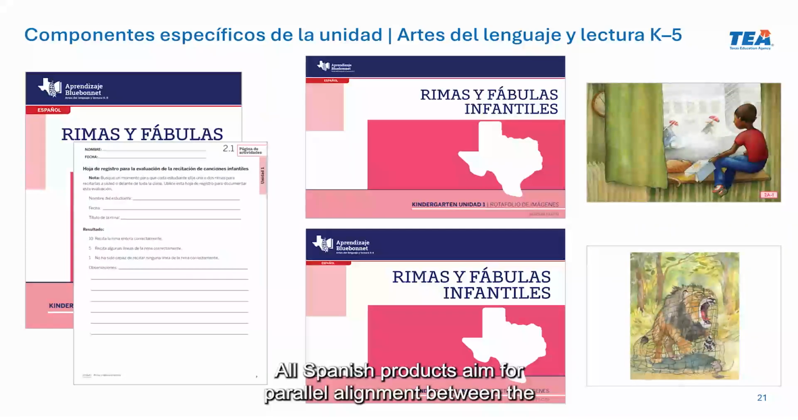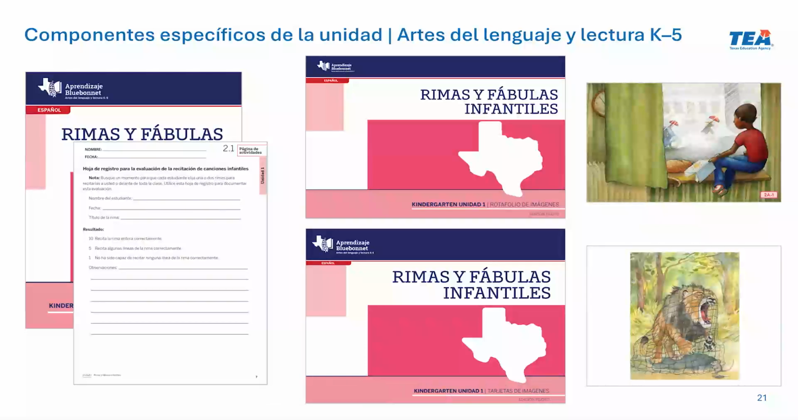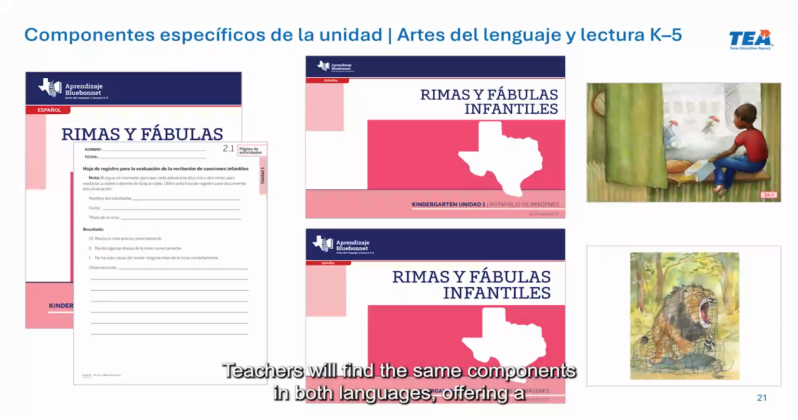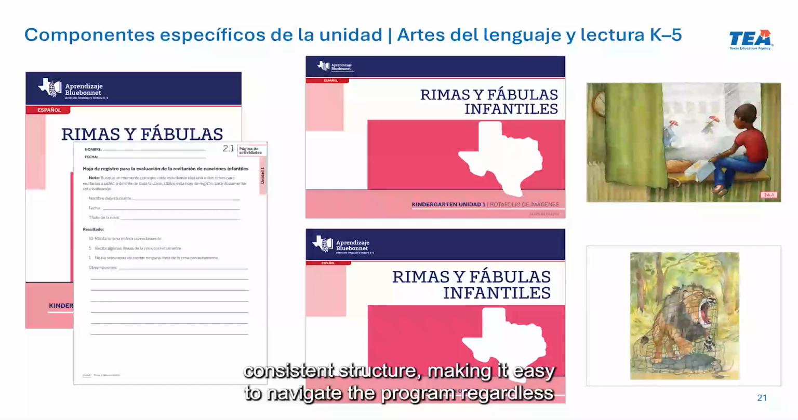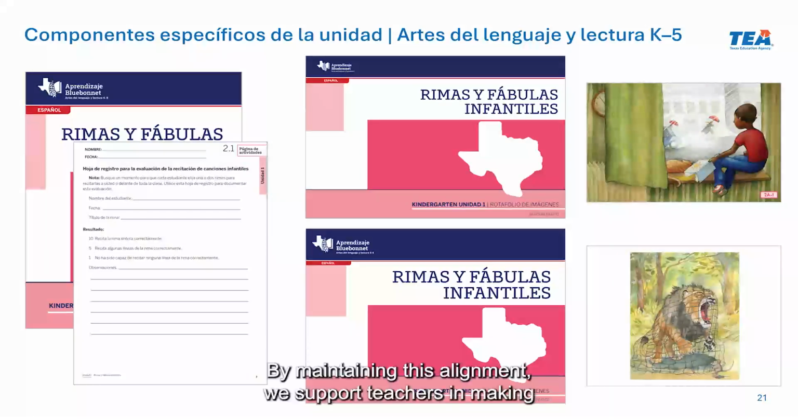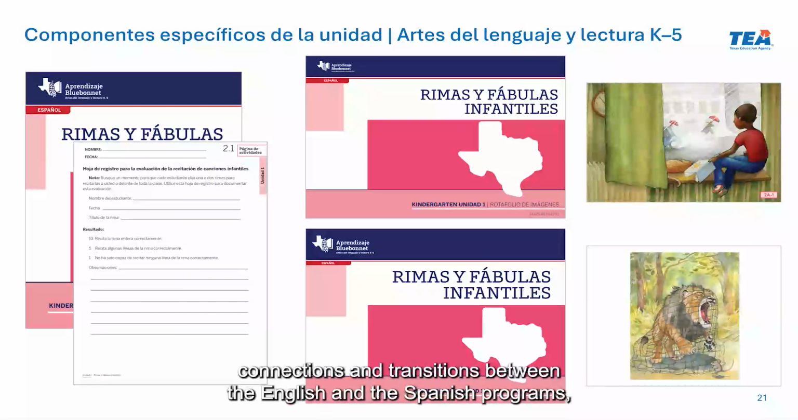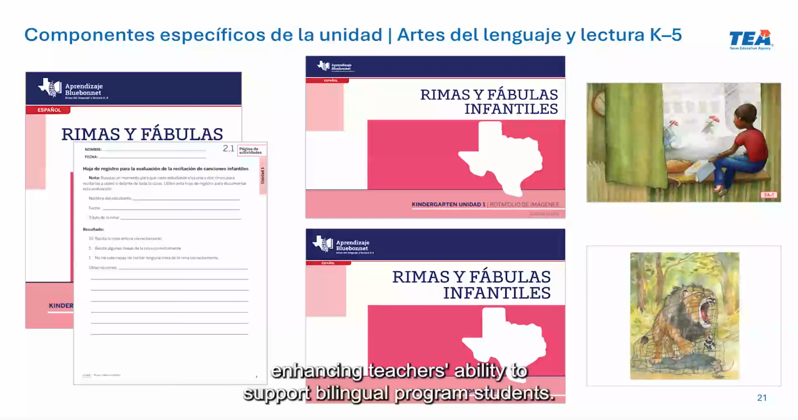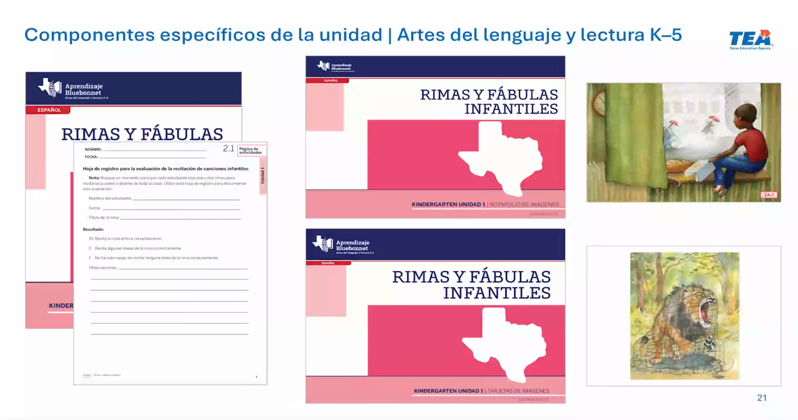All Spanish products aim for parallel alignment between the English and Spanish materials. Teachers will find the same components in both languages, offering a consistent structure, making it easy to navigate the program regardless of the language of instruction. By maintaining this alignment, we support teachers in making connections and transitions between the English and the Spanish programs, enhancing teachers' ability to support bilingual program students.